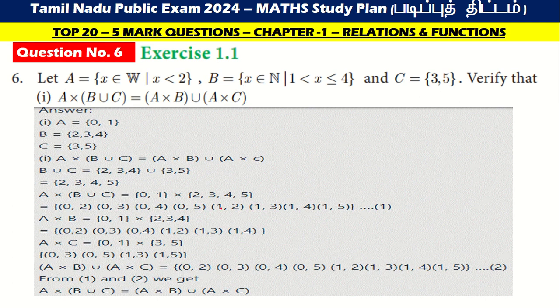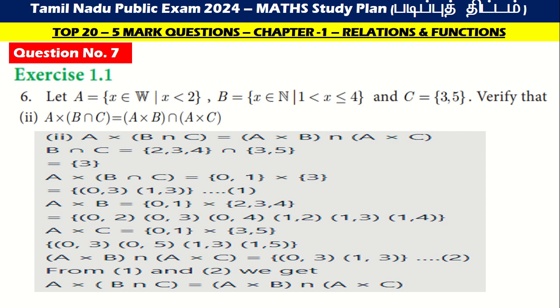So the next one, A is equal to 0, 1 and 2, 4. So A cross B is 2, 3, 4 and 3, 5, 2, 3, 4, 5 and we write the cross multiplication. Then put together, you are getting an answer of the LHS is equal to RHS. The next one is, let A is equal to x such that x less than or equal to 2 and B less than or equal to 4.